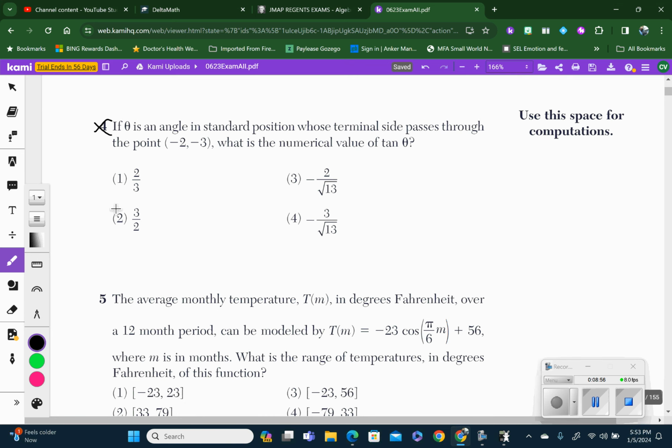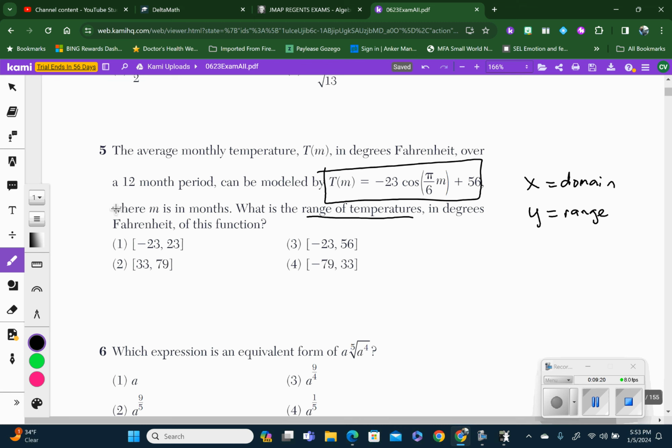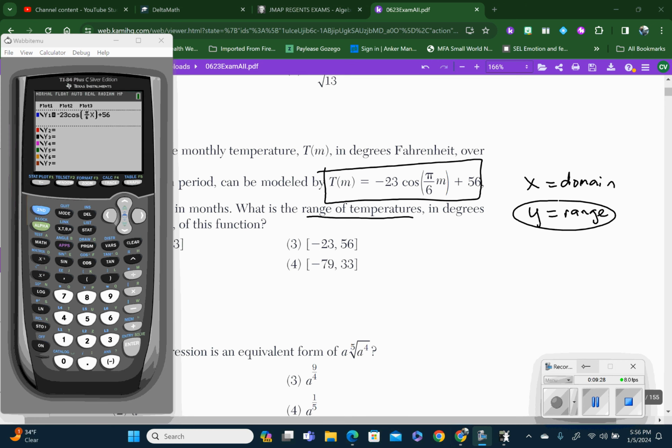For now, I'm going to skip number 4. For question number 5, the range of temperatures, right? So if I look over here, my x is my domain, remember this from Algebra 1, and my y is my range. So what I have to do is, this is a 12-month period, you have a function here. So we're looking to see what numbers are my output, my range, right? So the easiest way to do this is to go ahead to your graphing calculator, go to y equals, erase what was there.